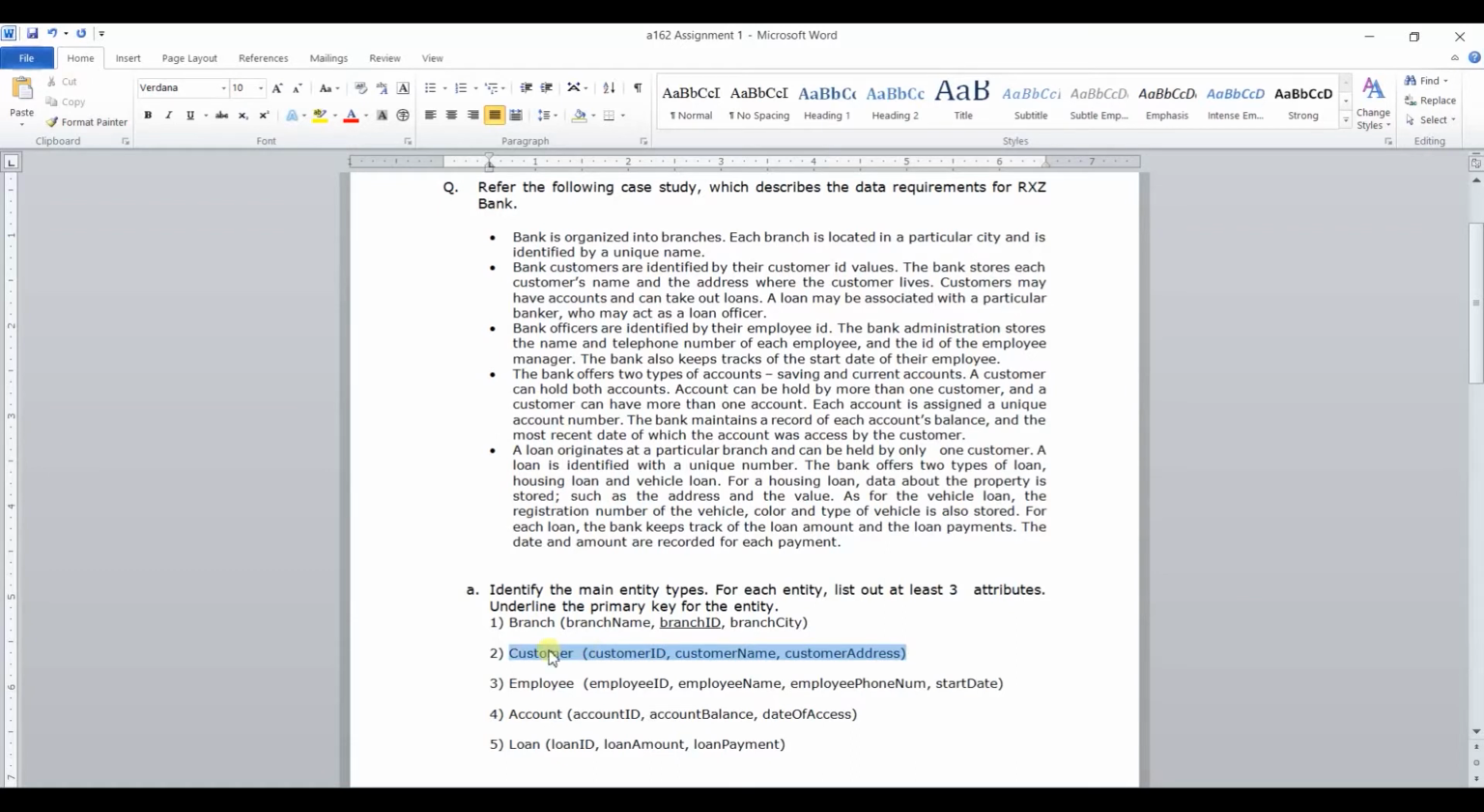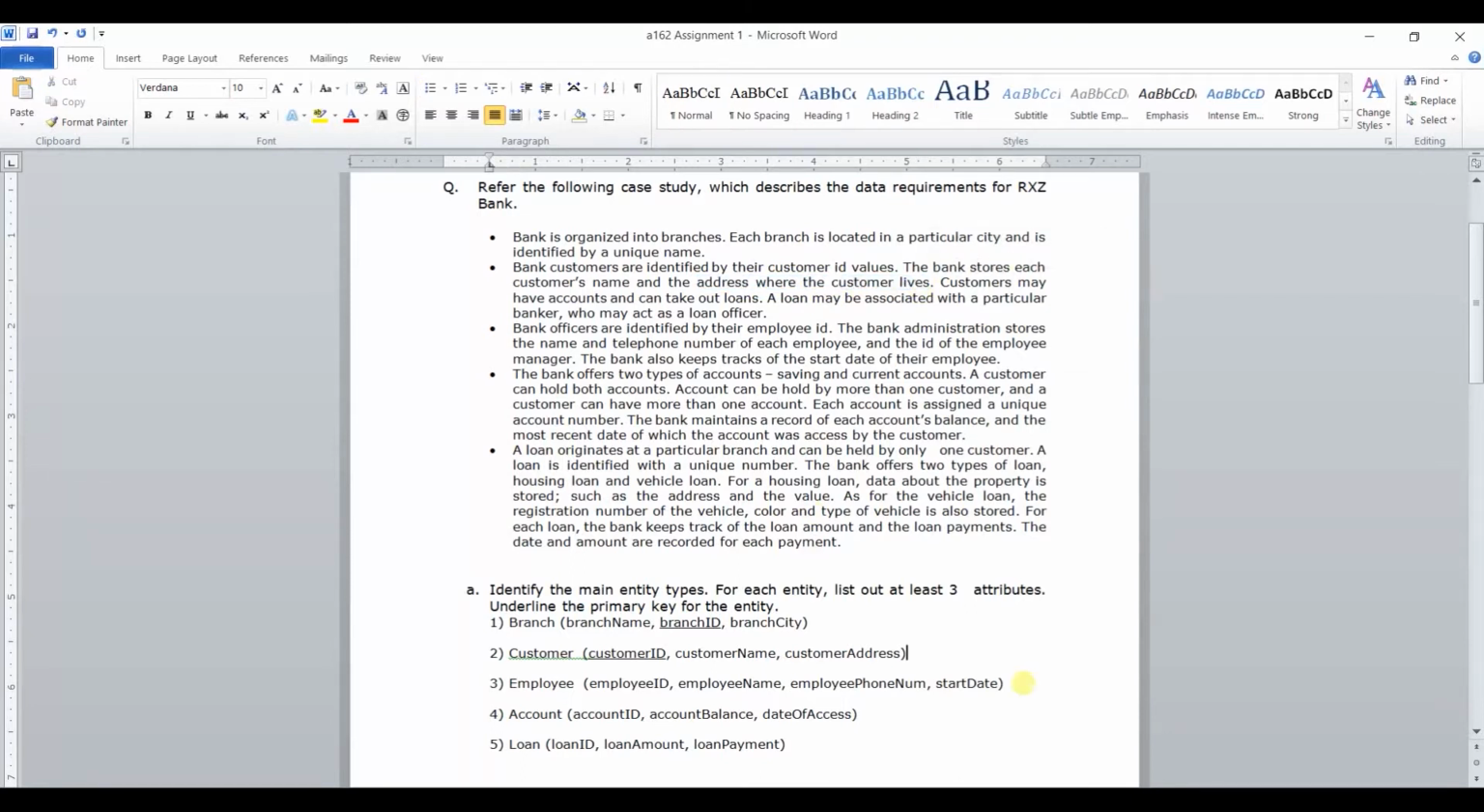Okay, the second one is customer. We can see it at the second point here. Bank customers are identified by their customer ID value. So the first attribute for customer is customer ID, and it is a primary key. The next attributes are customer name and customer address, which we can find here: the customer name and the address where the customer lives.